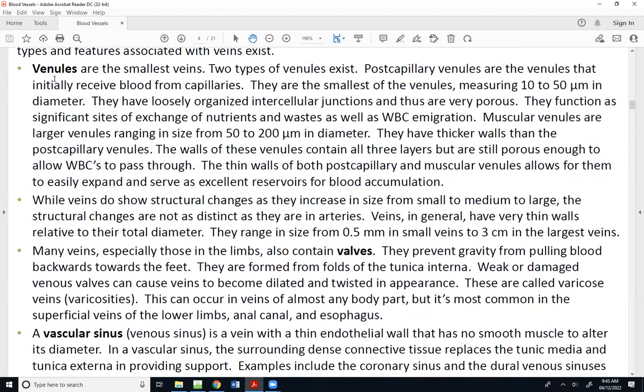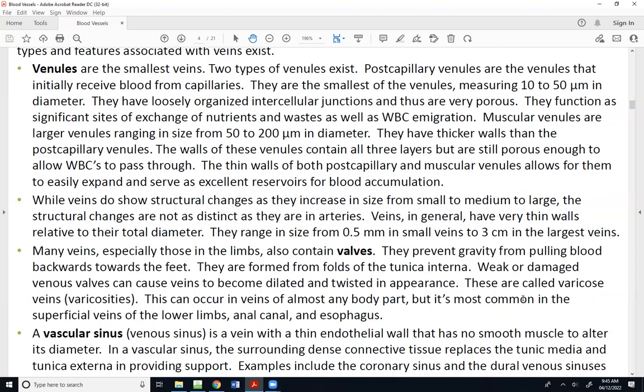Venules, once again, are the smallest veins, and that's another category that your textbook classifies as one of the 5 major types, like they do with arterioles, but to me, there's 3. There are 2 types of venules: post-capillary venules, called that because they are the blood vessels that receive blood from the capillaries. Post, as you hopefully know, means after, so these are directly after the blood has flowed through the capillaries. These are the smallest venules, measuring 10 to 50 microns in diameter, so they're microscopic in size.